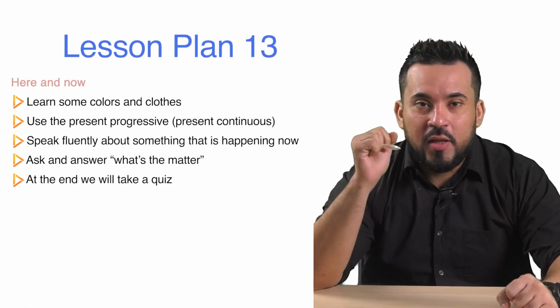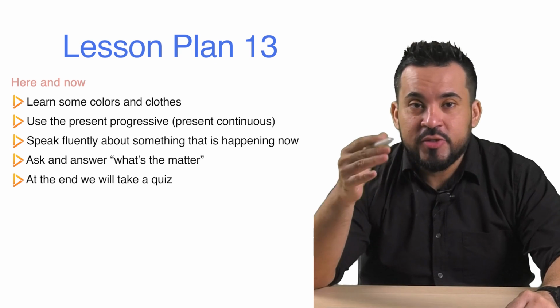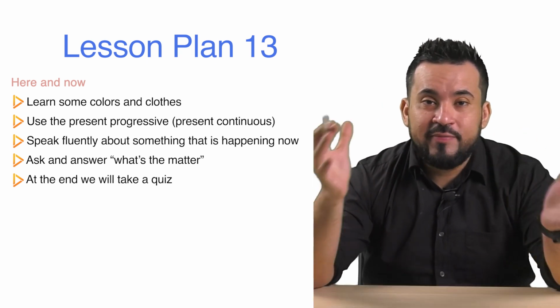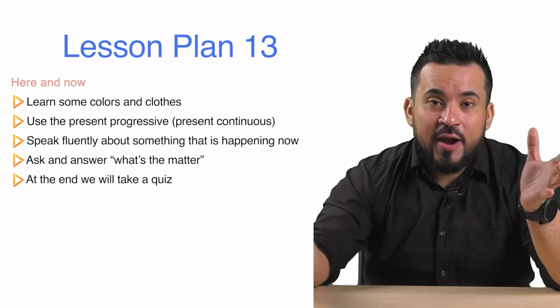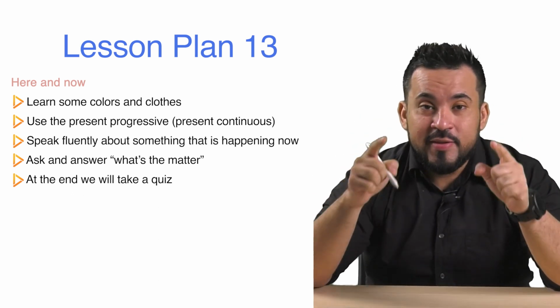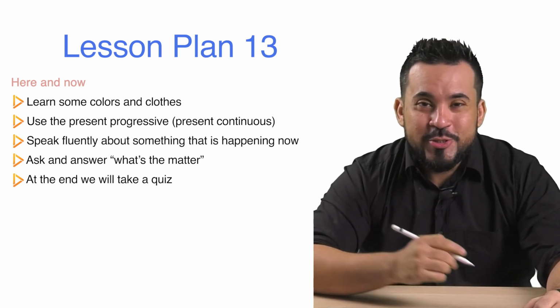Today we will talk about colors and clothes. We will also talk about the present continuous or the present progressive. And we will practice speaking about things that are happening now. And we will end the class with the quiz, which you must not skip. All right, so let's get to it.